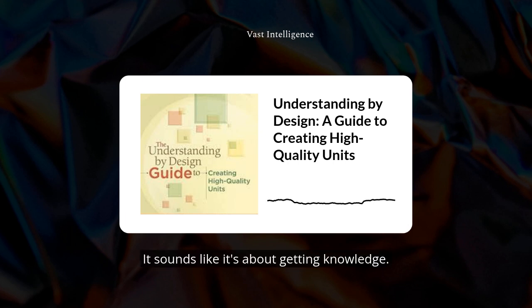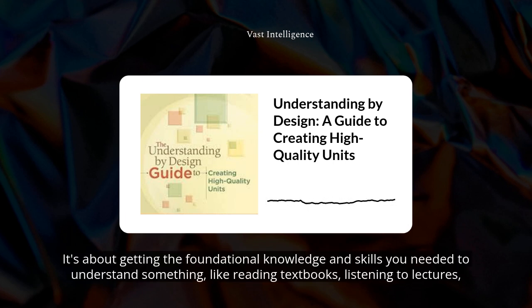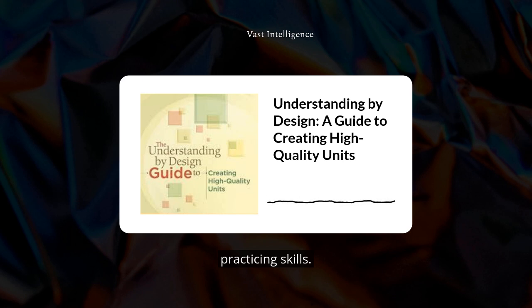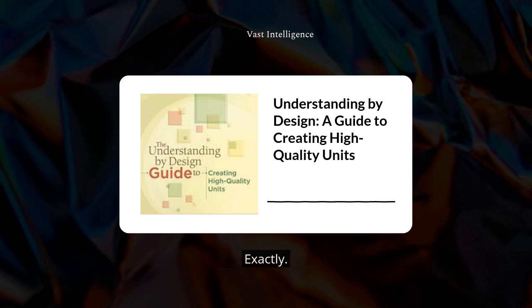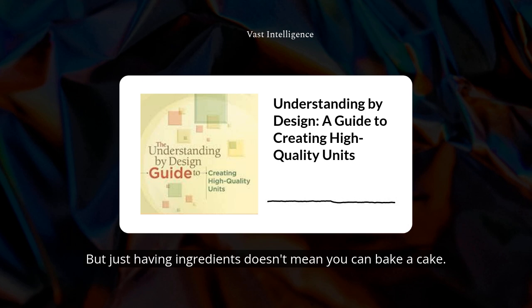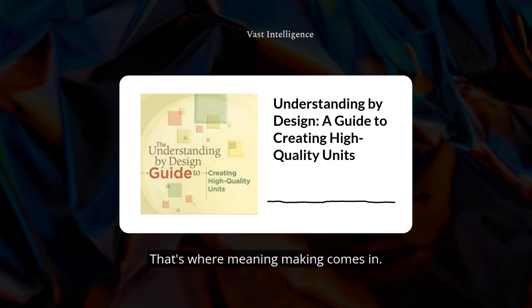So acquisition, it sounds like it's about getting knowledge. It is. It's about getting the foundational knowledge and skills needed to understand something, like reading textbooks, listening to lectures, practicing skills. So it's like gathering all the ingredients before you can bake the cake. Exactly. But just having ingredients doesn't mean you can bake a cake. Right. You need to understand how those ingredients work together, how to mix them, how to adjust if something goes wrong.